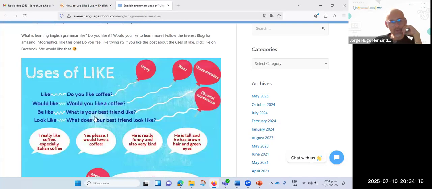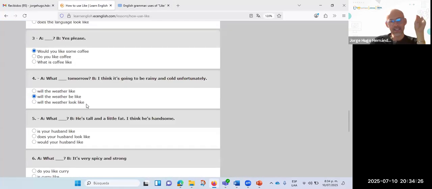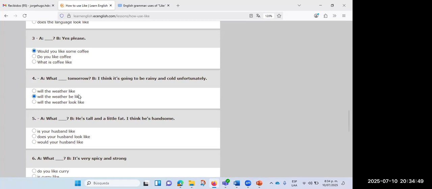Okay, here we are using the verb to be and like because we are asking about general characteristics, okay? In this case, general characteristics about the weather. What will the weather be like? Like I said previously, be and like, in this case, is like as ¿cómo será el clima mañana? What will the weather be like tomorrow?